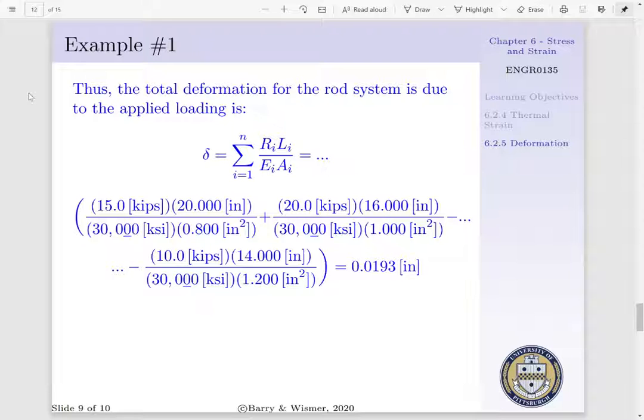Now we will add this to the deformation of member BC, where our internal reactionary force was given as 20.0 kips, the length was given as 16.000 inches, our modulus of elasticity was given as 30,000 ksi, and our cross-sectional area was given as 1.000 inches squared. And lastly, we will subtract the deformation of member AB, for that is a compressive state. Our member is going to decrease in length. Thus, we'll subtract the quantity 10.0 kips times a length of 14.000 inches per a modulus of elasticity of 30,000 ksi times a cross-sectional area of 1.200 inches squared. And we find, due to our applied loading, the total change of length is a positive 0.0193 inches.